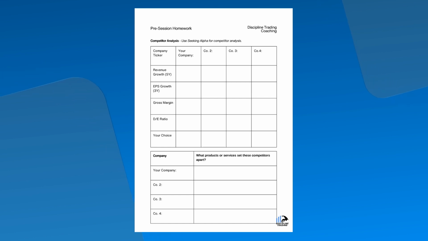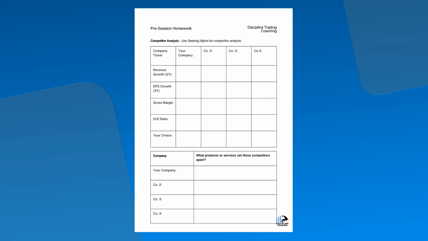And then from there, you're going to get the revenue growth 5-year. They'll have a few different options, so be sure to look at them, but you're going to get the 5-year revenue growth, the EPS 3-year growth, the gross margin, the DE ratio, and then you can pick a 5th option, and that can be of your choice. You're going to put in that information for your company that you researched previously, and then do that for your competition as well, and just see how they stack up.